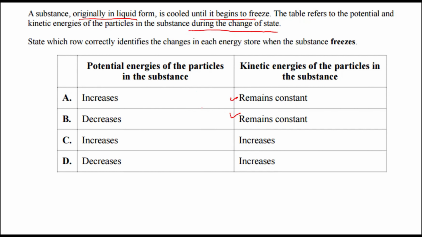And when you are cooling, you are withdrawing heat. So when you are withdrawing heat, there is a reduction of potential energy because the heat is removed, which means the option is B.